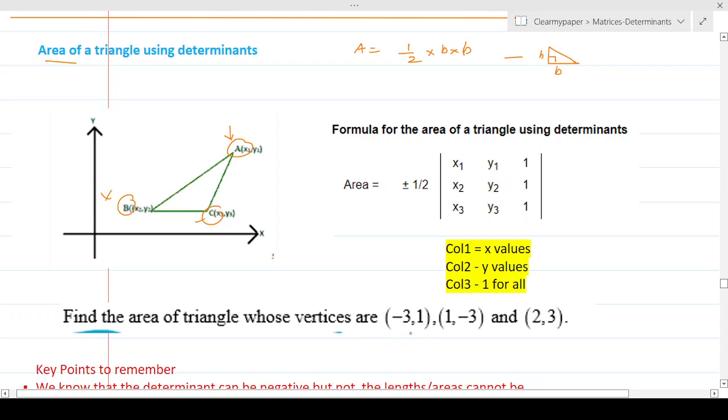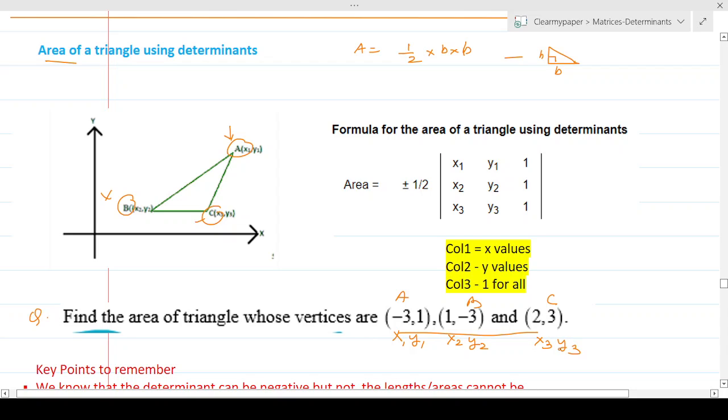I put a sample problem. For example, let's say the question to you is: find the area of the triangle whose vertices are given, and you've got all the 3 points. Let's say this is the point A, this point B, and this point C. You can assume that each one is an x and y coordinate, and you can calculate the determinant.